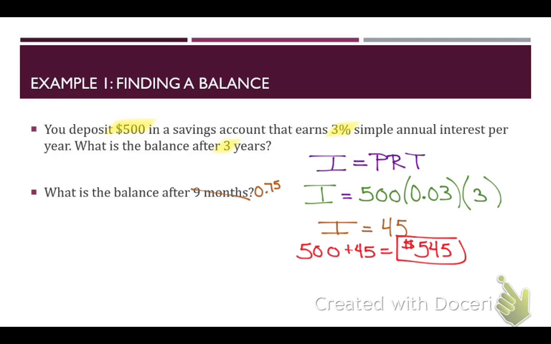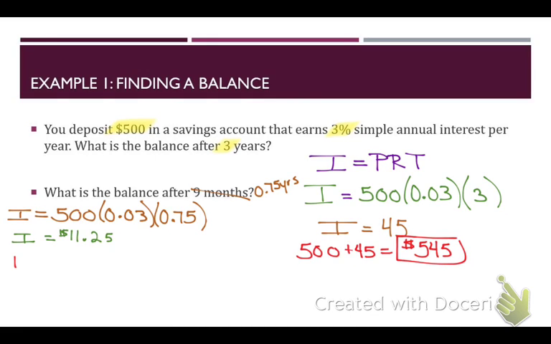All right, so now that I have my value in years, now I can start plugging in my values. I equals, what was it? 500 times 0.03 times 0.75. All right, you go ahead and finish that now. All right, what did you get for interest? 500. Yeah, and then what was your final balance? All right, good job, guys. Okay, so that's finding balance.